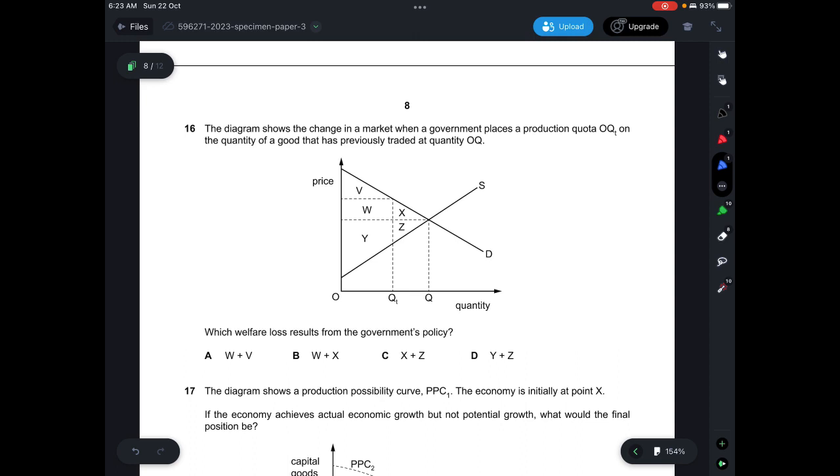Question 16, the diagram shows the change in a market when a government places a production quota OQT on the quantity of a good that has previously traded at quantity OQ, and which welfare loss results from the government's policy. A production quota of OQT, so the welfare loss would be X plus Z. Therefore, the answer is C. Right, because you're producing at this point, so the deadweight loss or the welfare loss would be X plus Z, the entire area there.